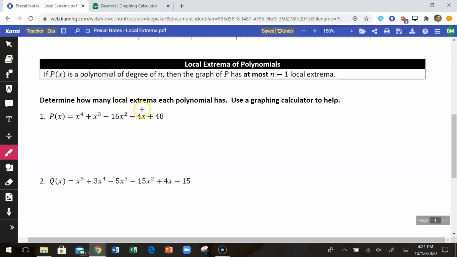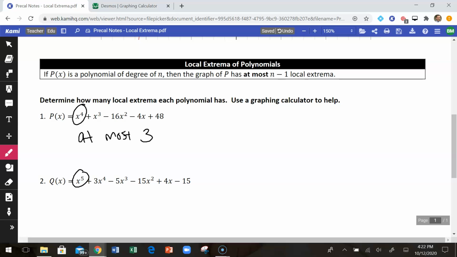When you look at a polynomial, you can tell how many extrema it might have by the degree. So, if the polynomial has degree n, then it has at most n minus 1 local extrema. So this first one has degree 4, so it has at most 3 local extrema. Now, it is going to have that or an odd number, or an even number less than that. So it would have 3 or possibly 1. Okay, so keep subtracting 2 from that, but it has at most 3.